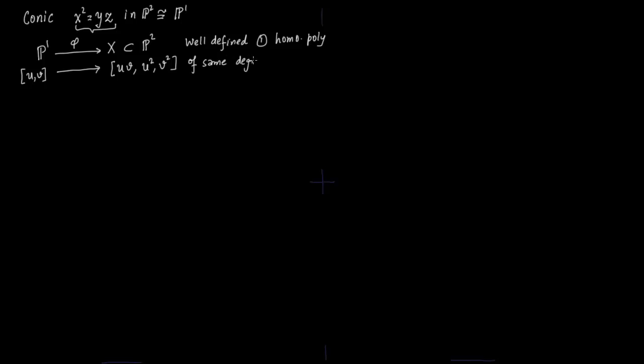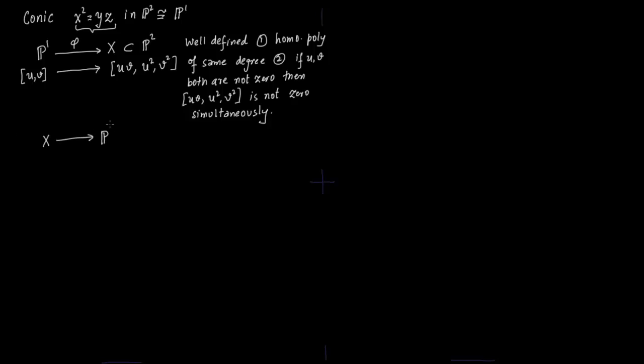Now this map is well defined because we have three homogeneous polynomials uv, u square, v square, which are of the same degree. And second, if u and v are not both simultaneously 0, then uv, u square, v square are also not simultaneously 0. So that gives us a well-defined map.